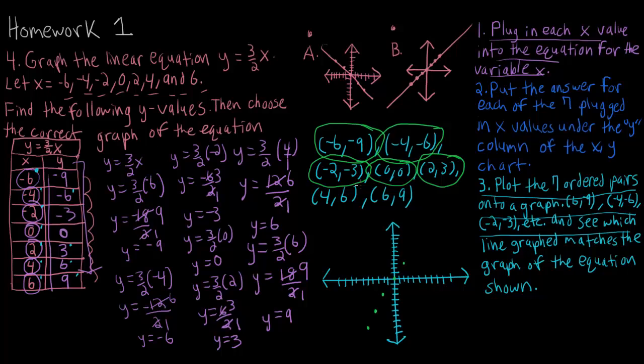Then you have positive 4 and positive 6. So start to the right 4. And then up 6. 1, 2, 3, 4, 5, 6. Right about here. And then the last point is positive 6, positive 9. So 1, 2, 3, 4, 5, positive 6. All the way up to right about the top.